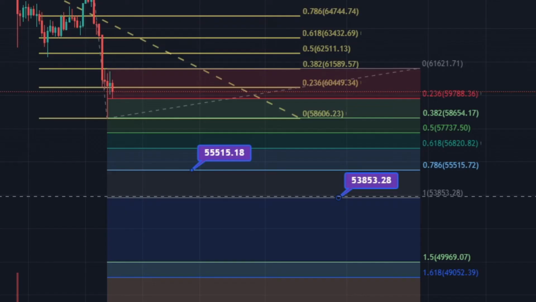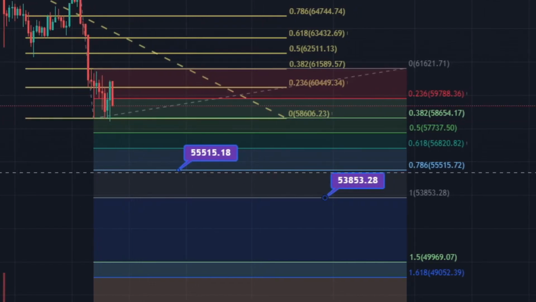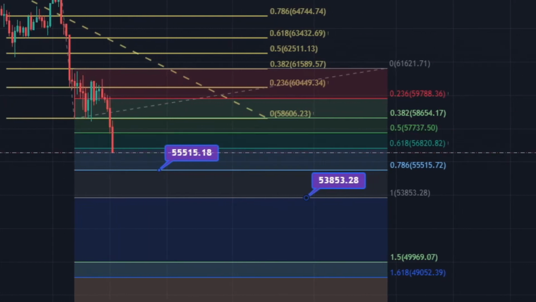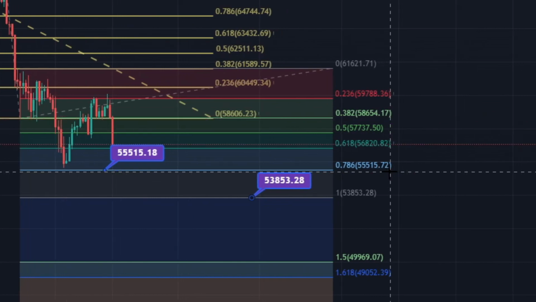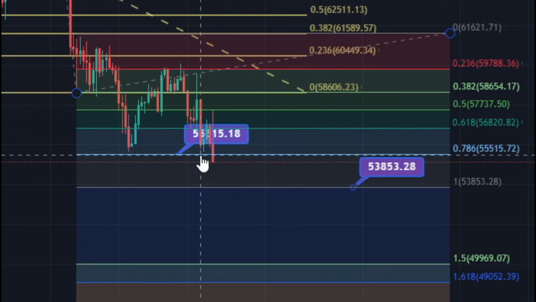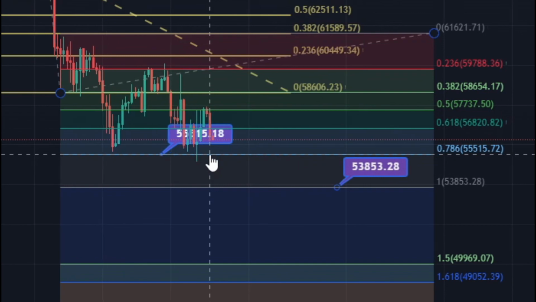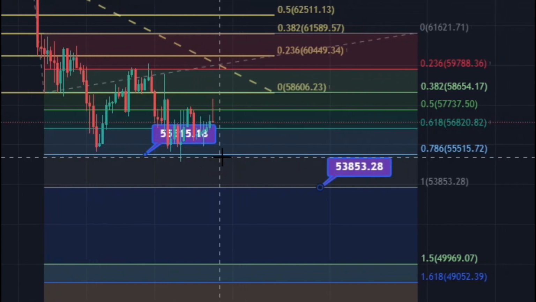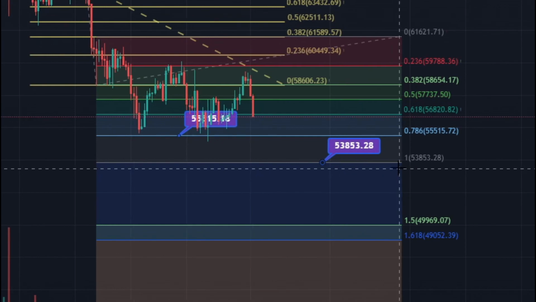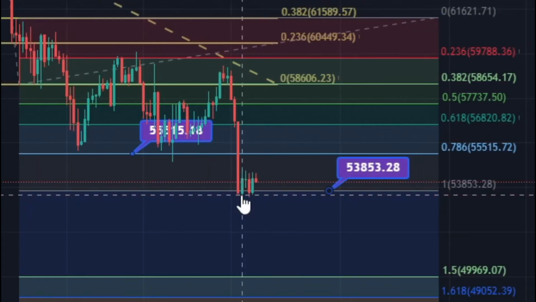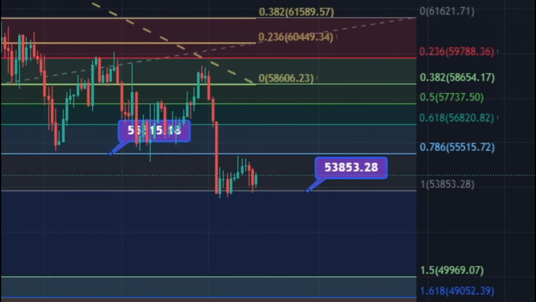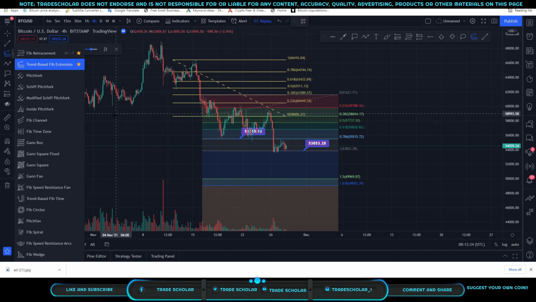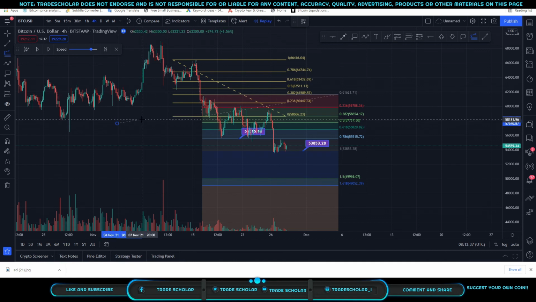Let's see. We almost hit. Now we hit the 0.786. The next one we will need to hit is the 1. Okay, we hit the 1 for our Fibonacci trend-based price target. Trend-based fib extension. That's how we use Fibonacci retracement to the upside and to the downside.